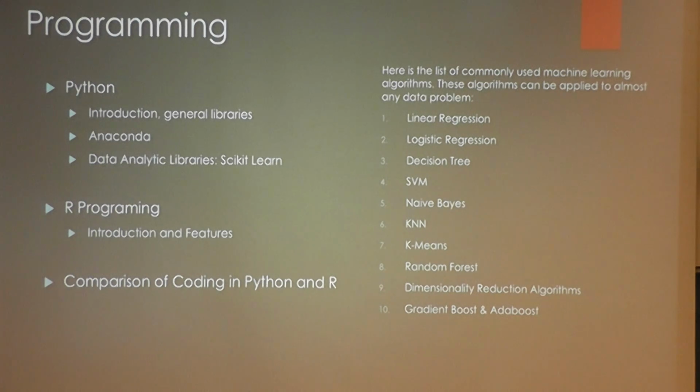Okay, some machine learning algorithms are listed here. Linear regression, logistic regression, decision tree, SVM, naive Bayes, k-nearest neighbor, k-means, random forest, and so on. The most famous algorithm nowadays is not mentioned here. What is that? Neural network. Neural network.